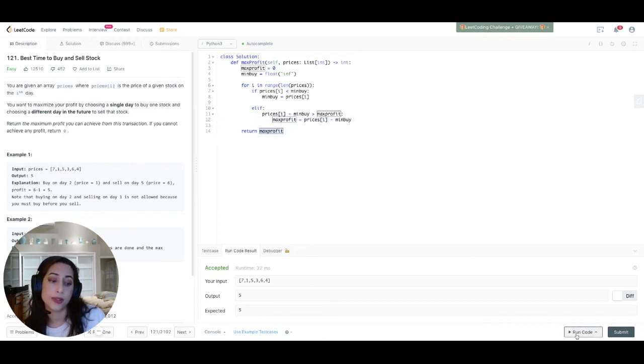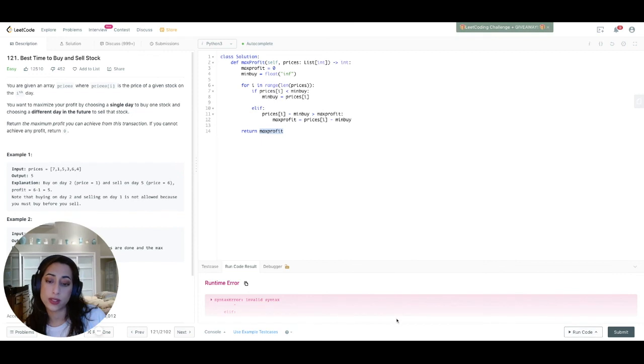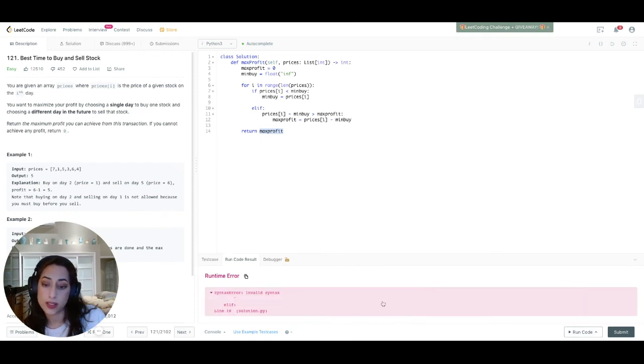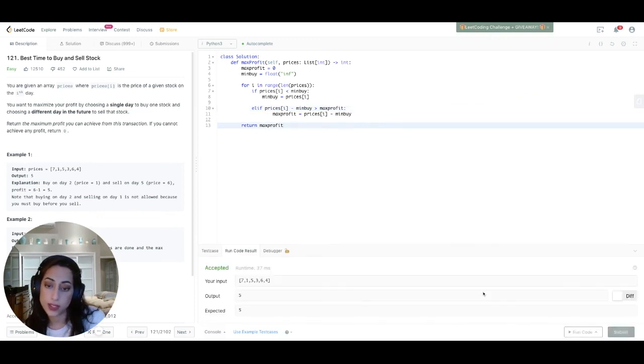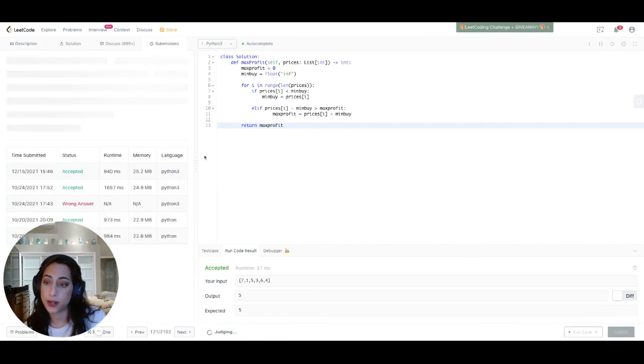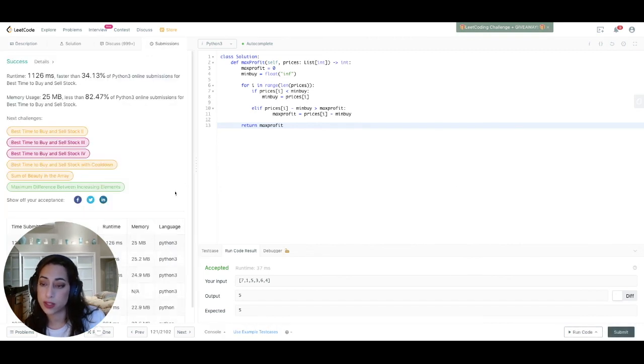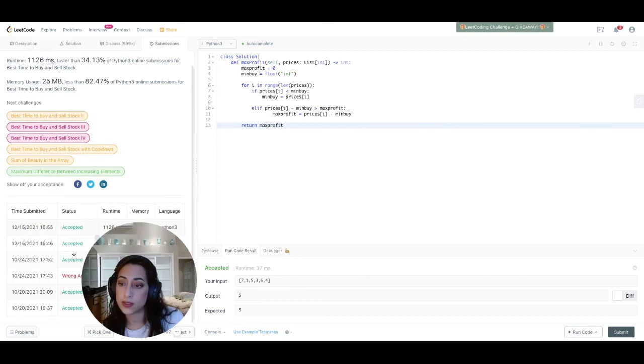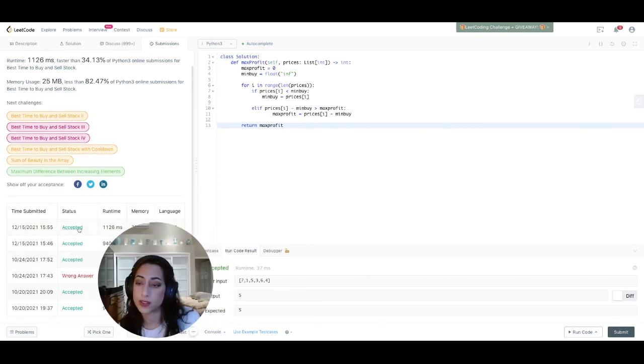Okay, so let's go ahead and run this and see if that works. Oh, no, we have an invalid syntax somewhere. Okay. Oh, yep, there we go. Just need to make this part of the else if statement. Yep, okay. So we are returning the correct max profit, and let's go ahead and run this, and we have an accepted answer as well.